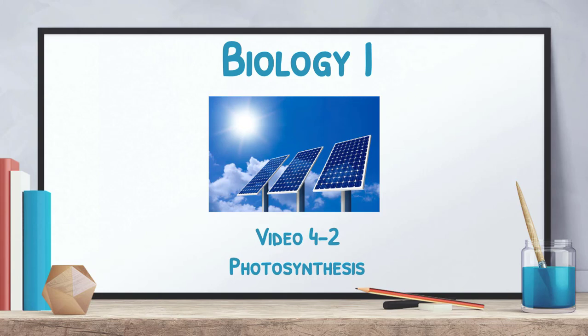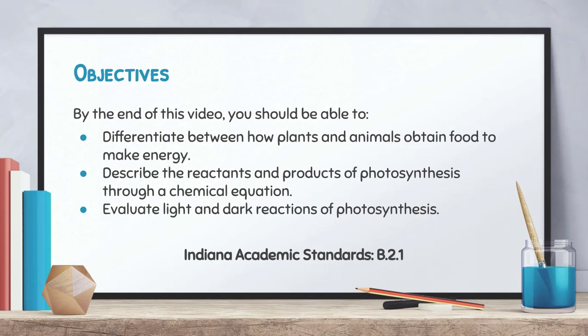But humans, animals, those types of organisms eat other things to obtain their energy. So what we're primarily going to be focusing on right now are plants. There are a couple of other photosynthetic organisms out there, but this primarily focuses on plants. So hopefully by the end of this video you can tell me the difference between how plants and animals obtain food to make energy, which is essentially what I just told you.